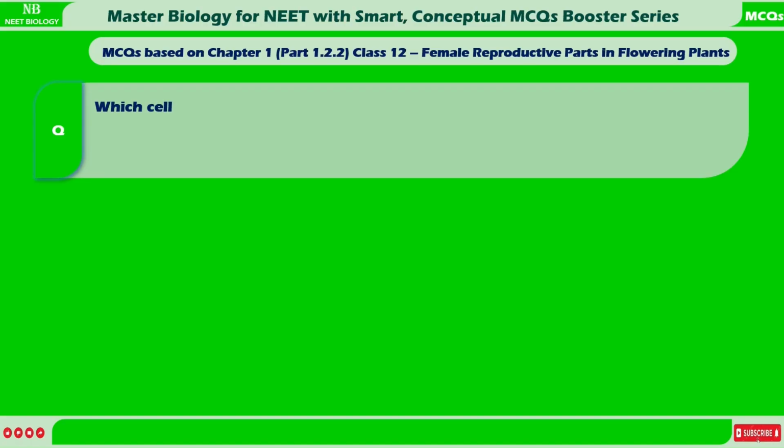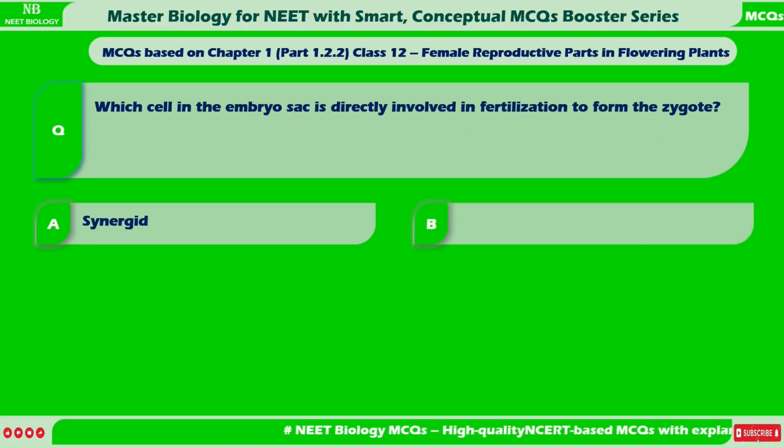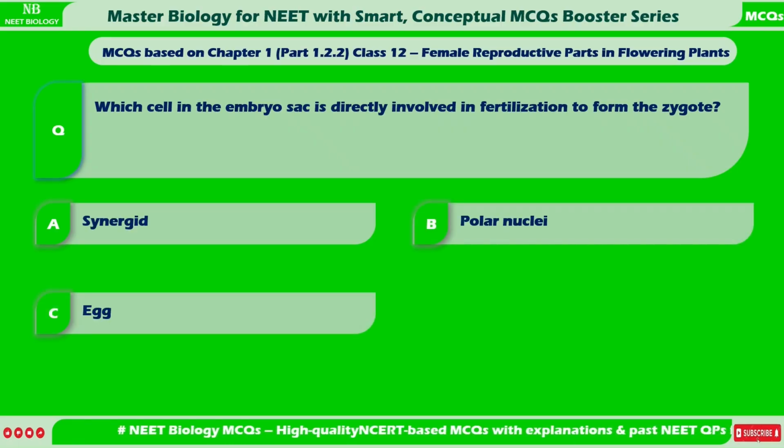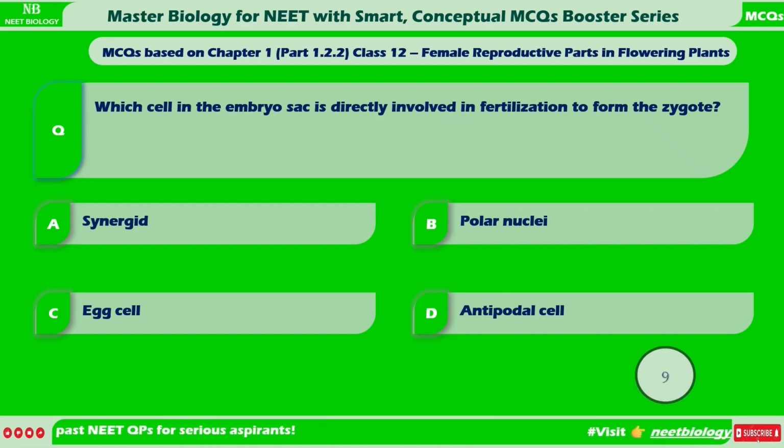Which cell in the embryo sac is directly involved in fertilization to form the zygote? A. Synergid. B. Polar nuclei. C. Egg cell. D. Antipodal cell. Correct answer is C. Egg cell.